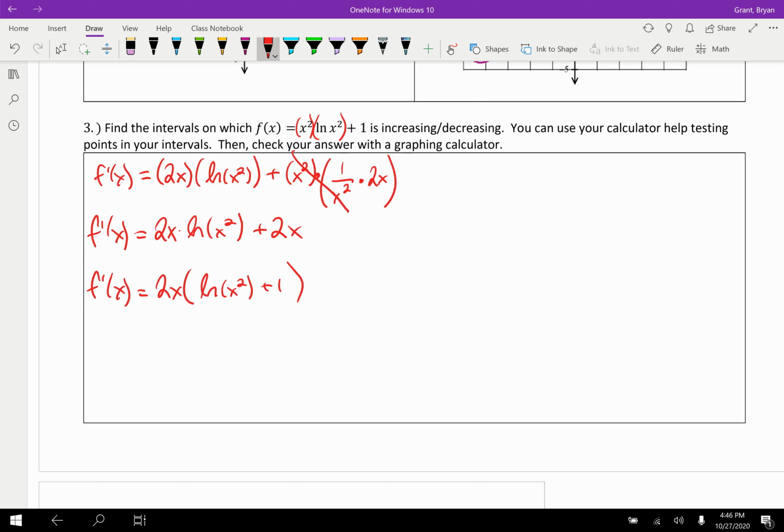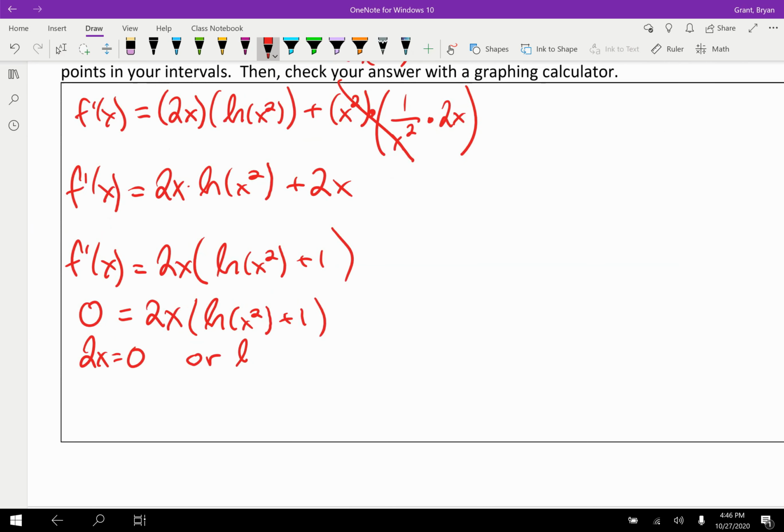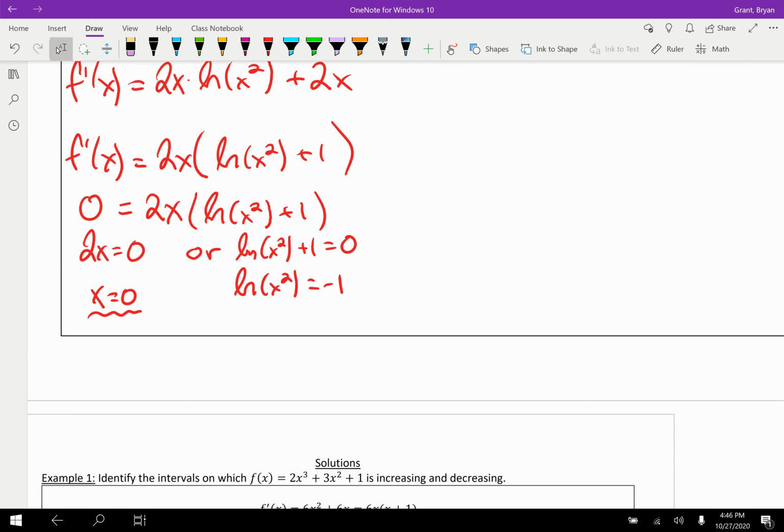Okay, 0 equals 2x times the natural log of x squared plus 1. Two equations. 2x equals 0, or, zooming in a bit, or the natural log of x squared plus 1 equals 0. The first one, divide by 2, we get x equals 0, nothing terrible. The second one, we need to go through, subtract 1 from both sides, and then I'm going to probably run out of a bit of room here, but that's fine.